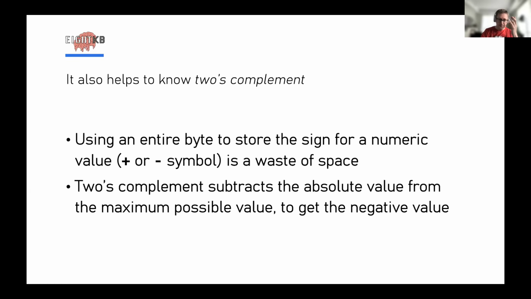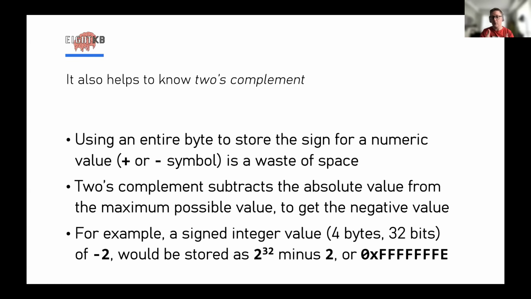What does that mean? Well, if you have a 4-byte or 32-bit number, a regular integer, and you have the value of -2 of that data type, the absolute value of that is 2. So it takes the value of 2 and subtracts it from the maximum value of 2 to the power of 32. And then you are left with a result, which is in hex. Remember, hex isn't actually binary. It's just a convenient way to write it. FFFFFFFE, because the maximum value, because it's 4 bytes wide, is FFFFFFFF.